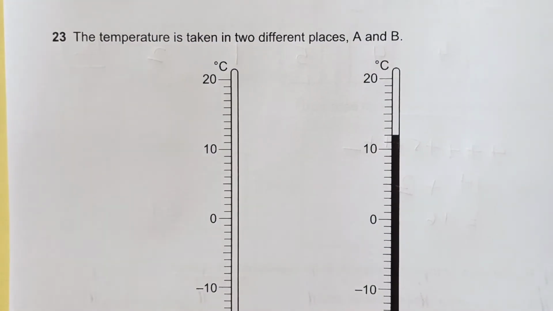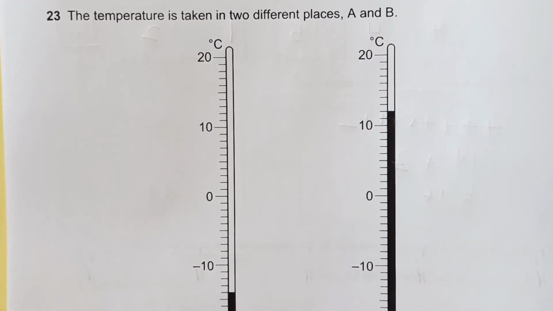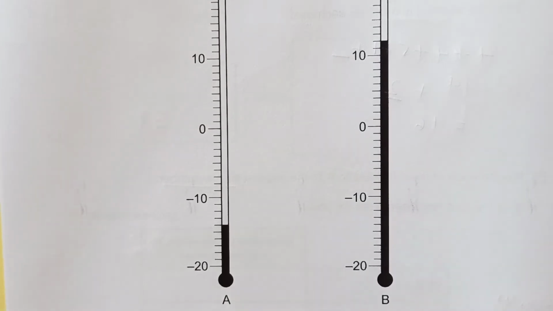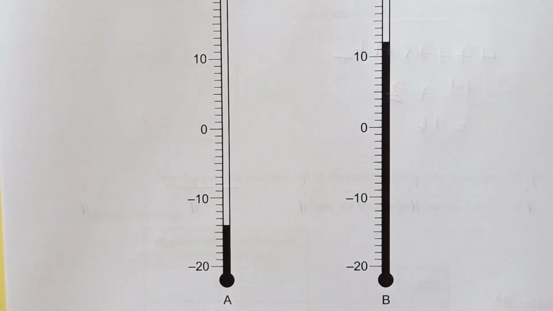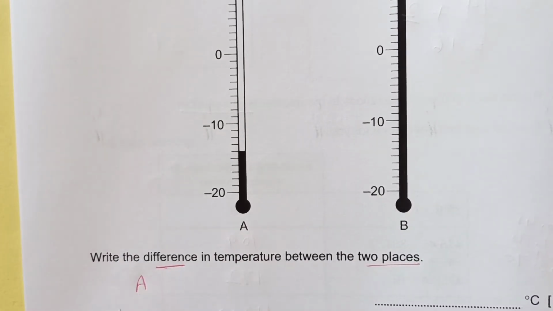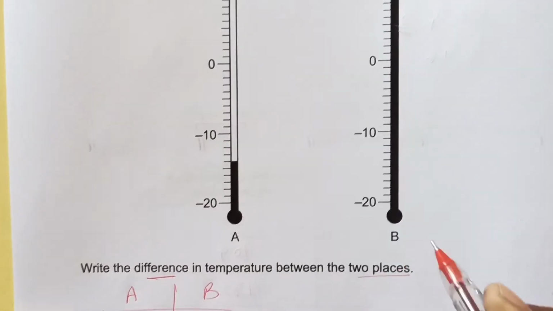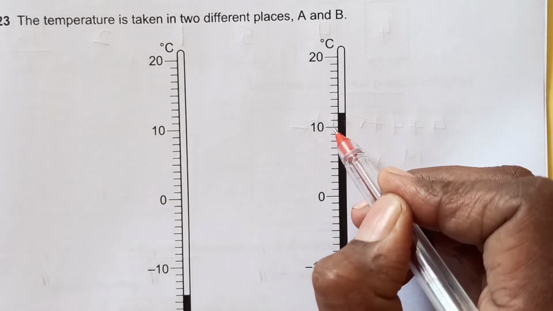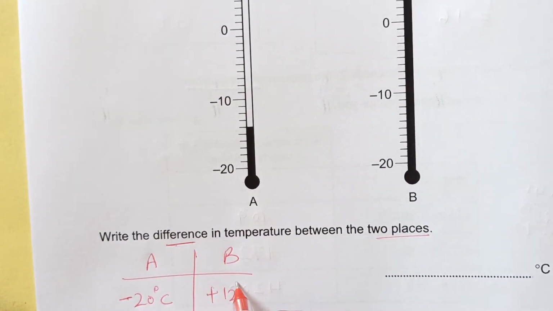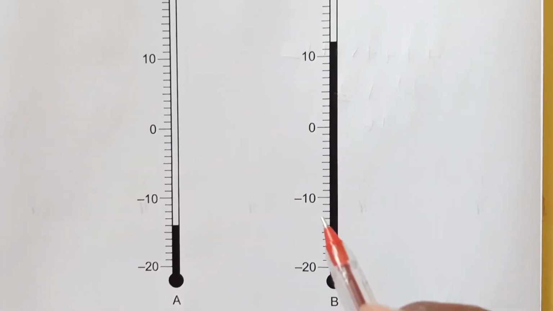Now 23, the temperature is taken in two different places, A and B. So we have the temperature here. Find the difference in the temperature between the two places. So you see here for A, the temperature is negative 20 degrees Celsius, and for B the temperature is 10, 11, 12 degrees Celsius, which is positive. Okay, so the difference is this much here.